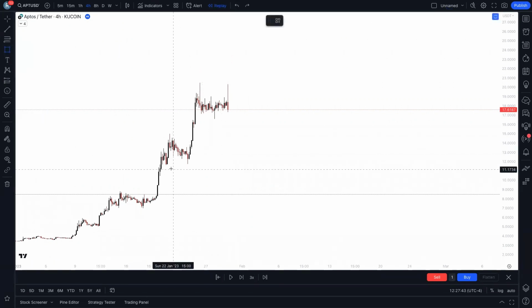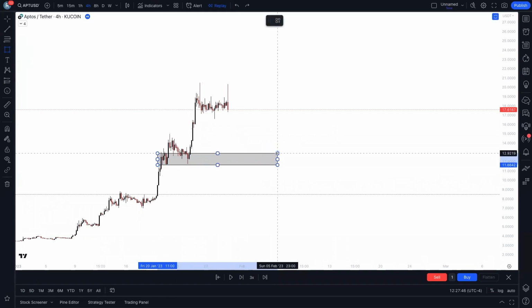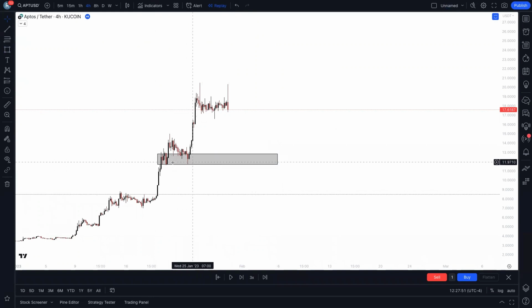You would then bring out your rectangle and place your bids within the rectangle. Price comes down, holds the demand level, and bounces. All right, there's a picture perfect demand level.